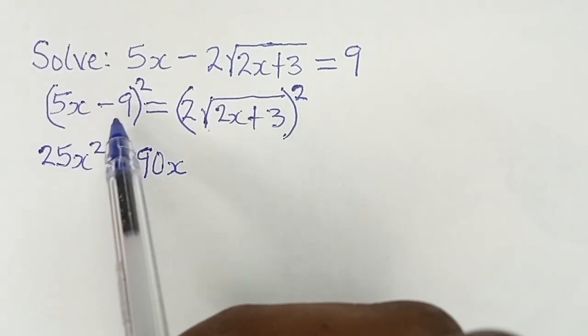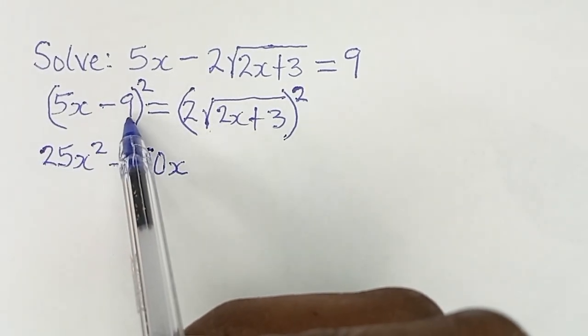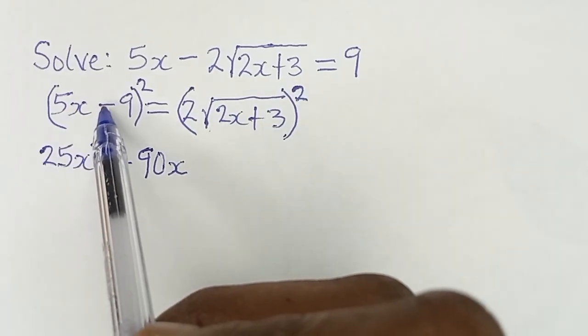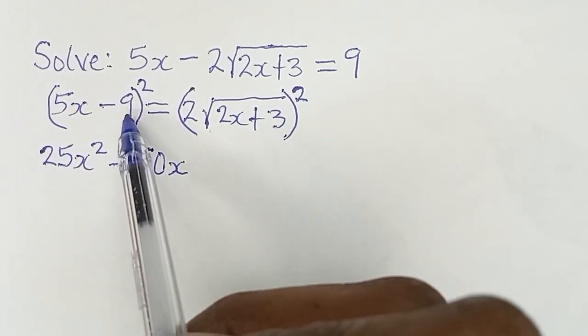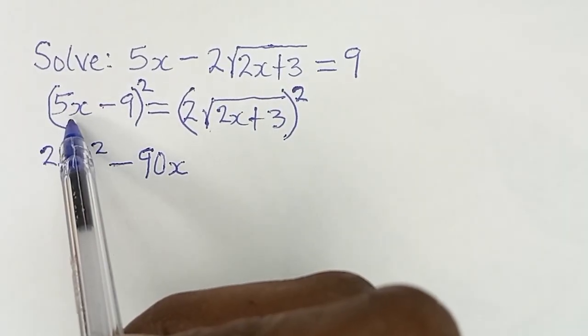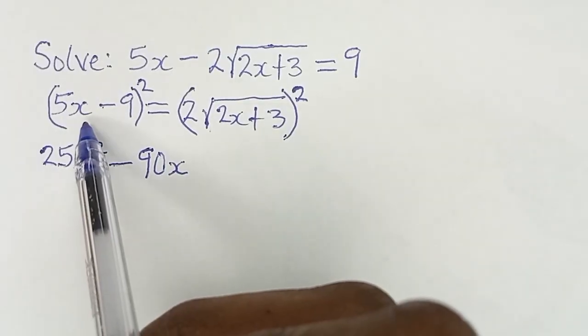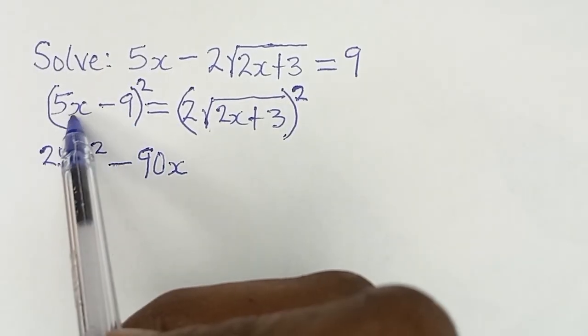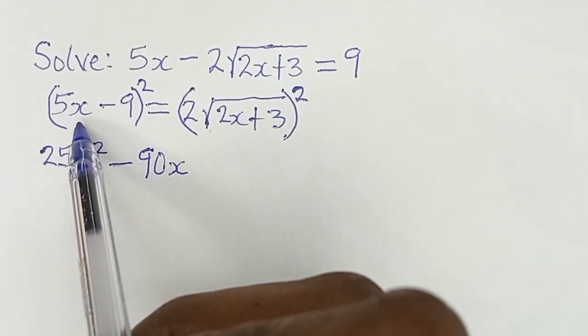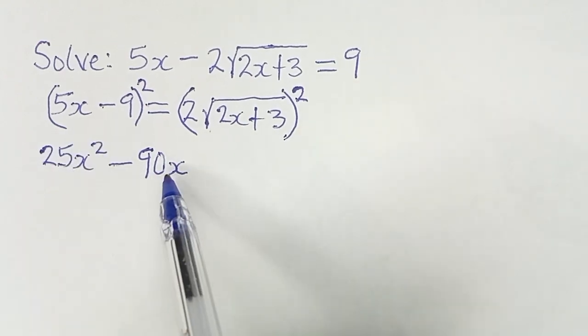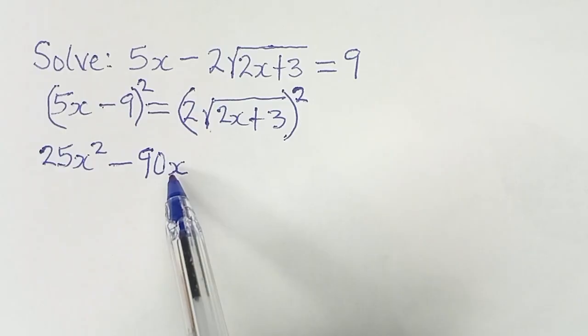Let me repeat the second part. You multiply this term and this term together, taking this sign here. Whatever you get, you now multiply it by 2 again. So 9 multiplied by 5x will give us 45x. 45x multiplied by 2 will give us 90x.